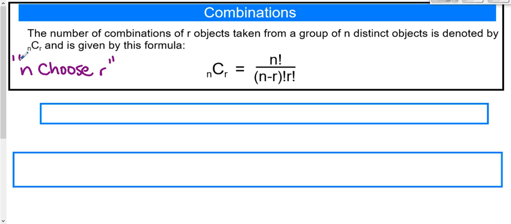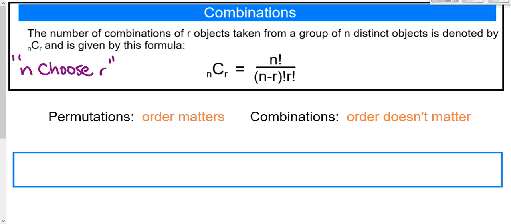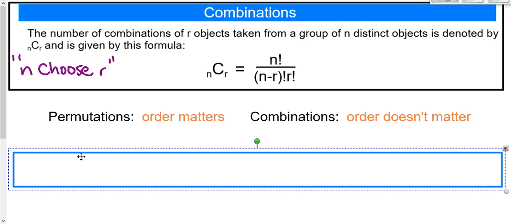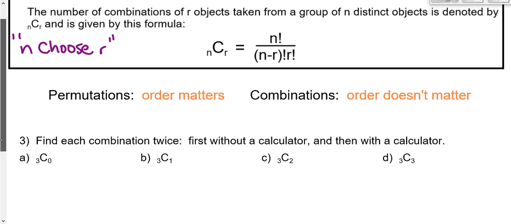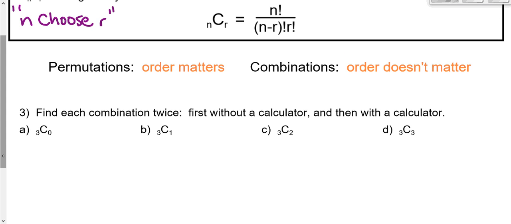Important key to remember is that for permutations, order matters, and for combinations, order doesn't matter. All right, so we're going to find each of the following combinations. We're going to do it first without a calculator, just using the formula. And then secondly, I want you to find your combination button on your calculator and give it a try.